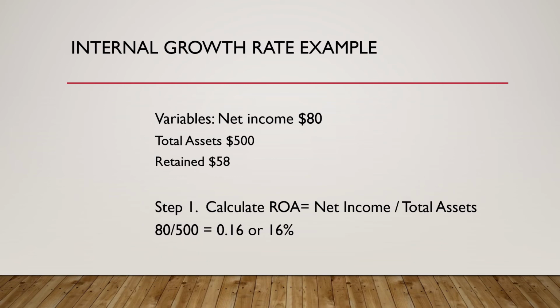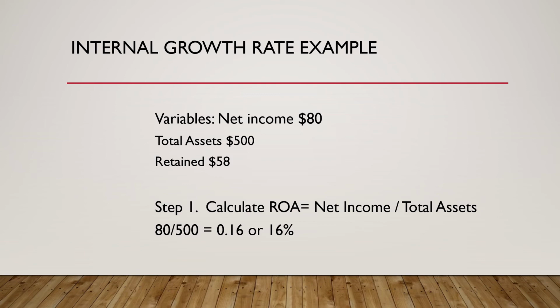Now here is an example of how to calculate the internal growth rate. You'll get a combination of variables for this formula. For example, in this one, you are given the net income of $80, total assets of $500, and retained earnings of $58. As you can see, you are not given the return on assets or the plowback ratio. Those are the two factors that you actually need to calculate the internal growth rate. So let's go ahead and break this down.